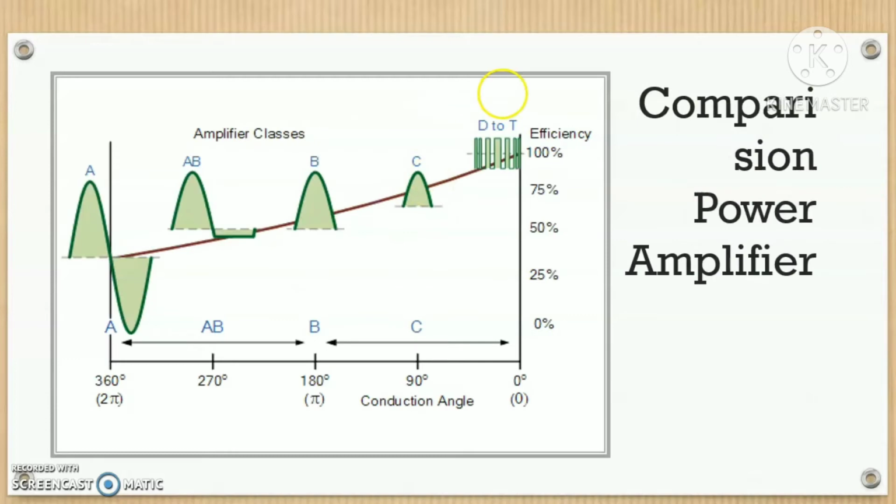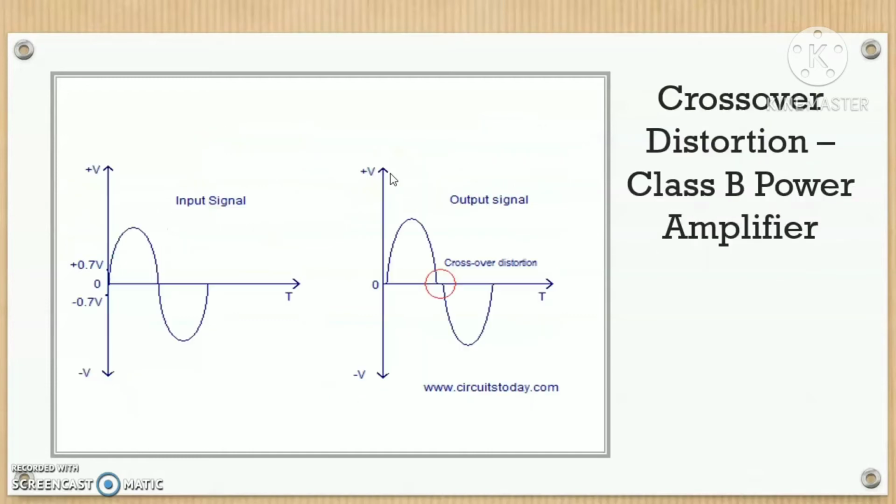Now in this diagram the efficiency is not exactly matching, but please remember: class A is around 25 to 50%, class B is 78.54%, and class C is 85 to 90%.